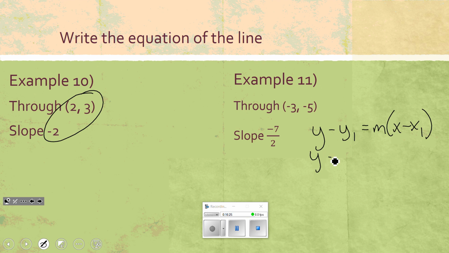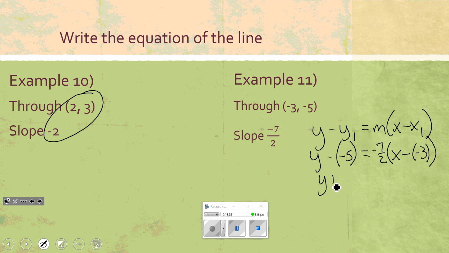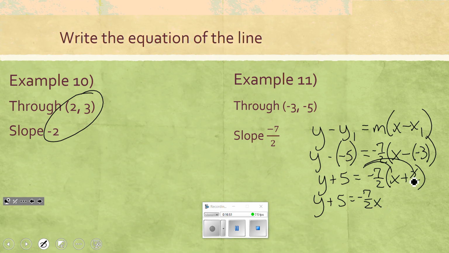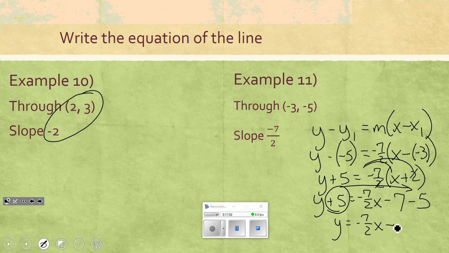So y minus, now you've got to be careful, this is y minus -5 equals -7/2 times x minus -3. So this would be y plus 5 equals -7/2 times x plus 3. And then you're just going to work it out. So I'm going to distribute. This is going to be -7/2 x. Here the 2's cancel, so that's just going to be -7. And then I'm going to move this over and subtract 5, so y is equal to -7/2 x minus 12.